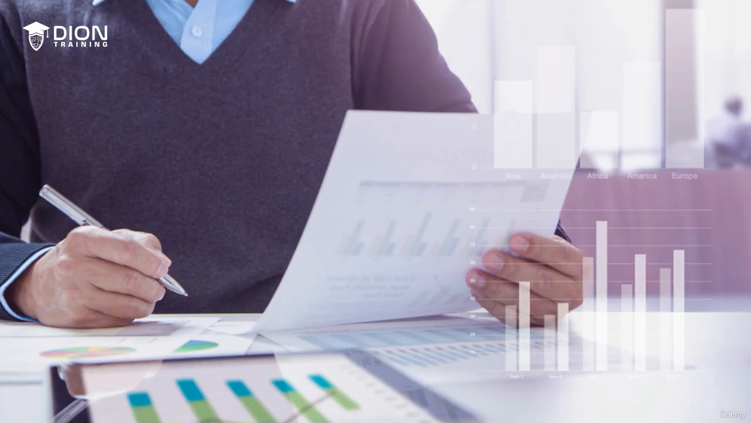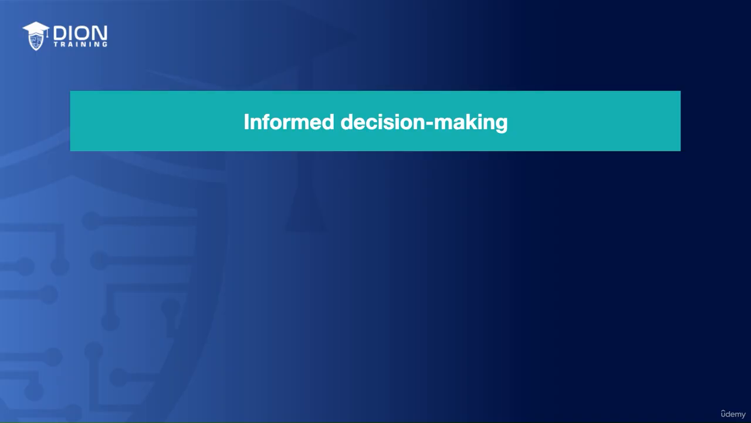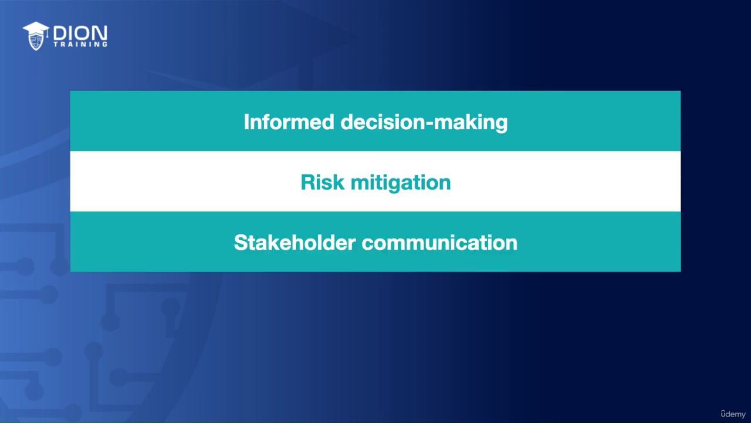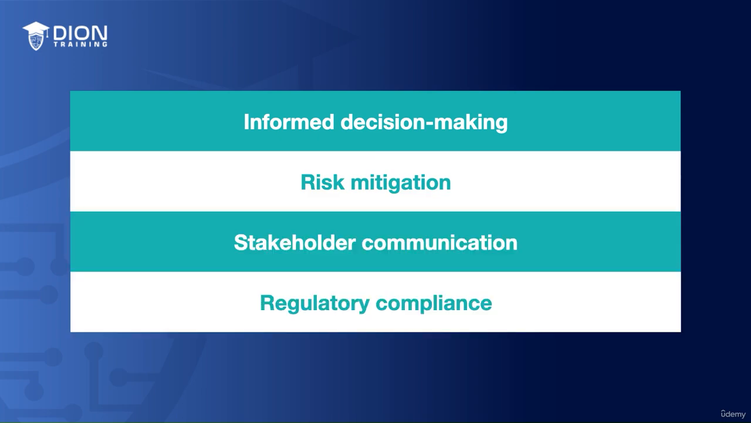For instance, a construction company might produce a monthly risk report that includes information about potential safety hazards, the likelihood of project delays, and the potential financial impact of these risks. This report will be shared with project managers, company executives, and potentially the client to keep them informed about the risk landscape and the actions being taken to manage these risks. Risk monitoring and reporting are essential for several reasons, including informed decision-making, risk mitigation, stakeholder communication, and regulatory compliance.